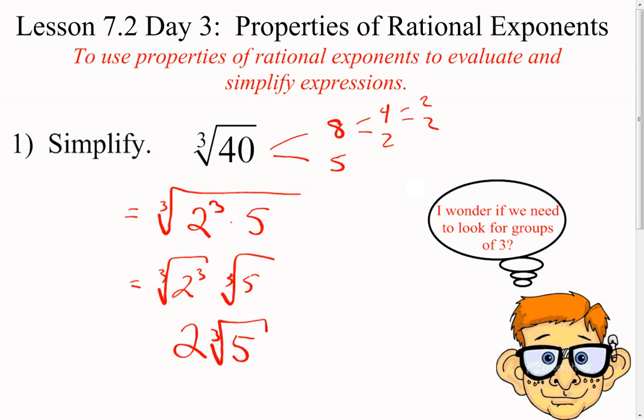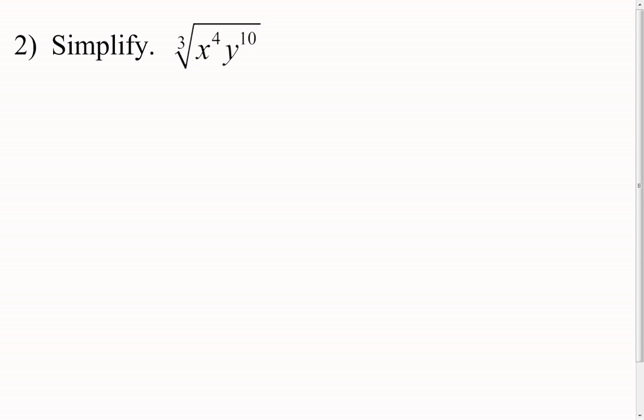So same process as yesterday. Exactly the same, with the exception that you need 3 of something to get it out. Yesterday, when we were doing square roots, we needed 2. Now we need 3. And the best way to do this is just to plug through and try some.